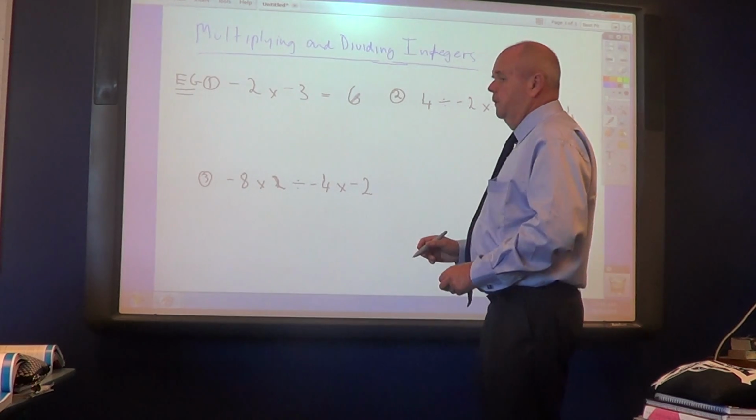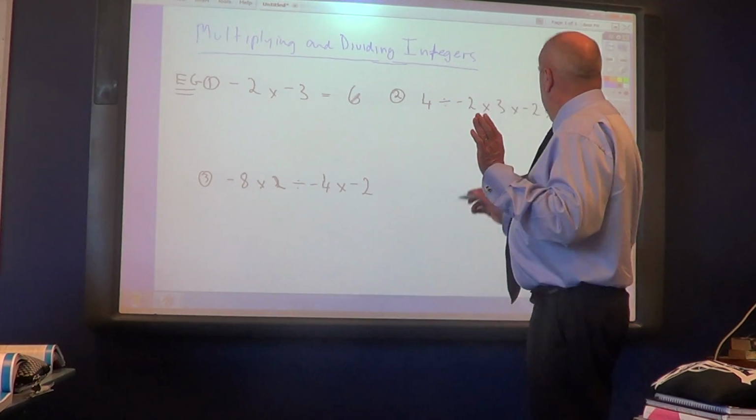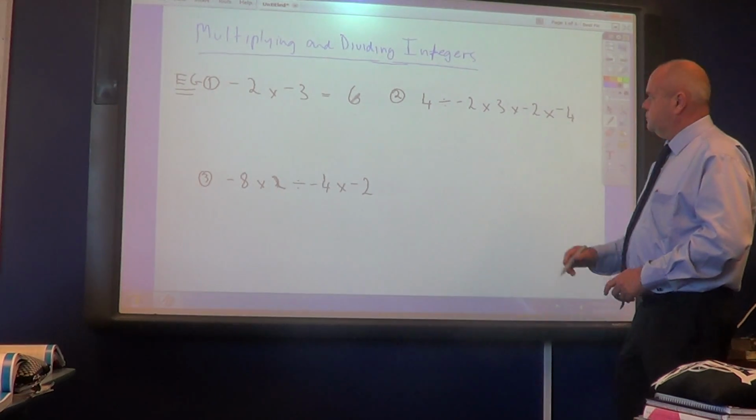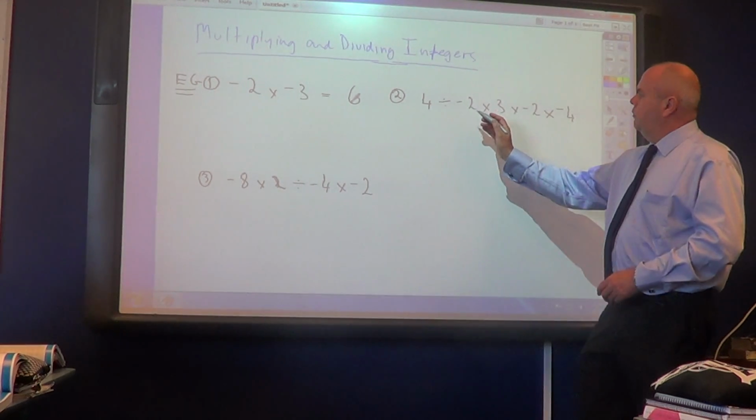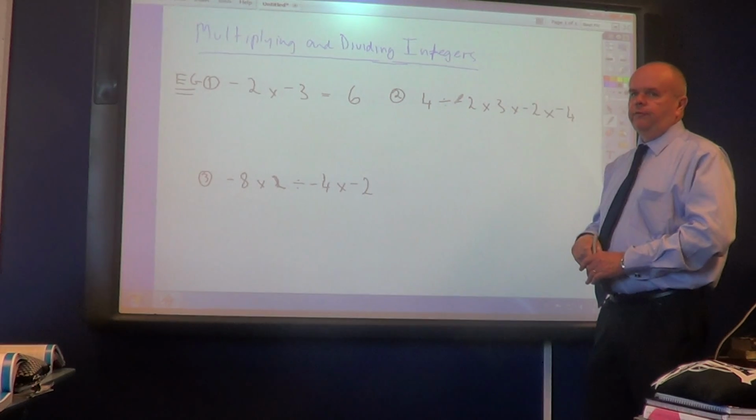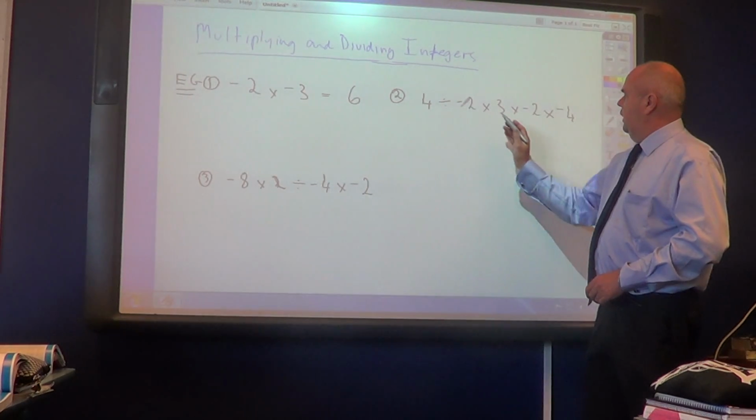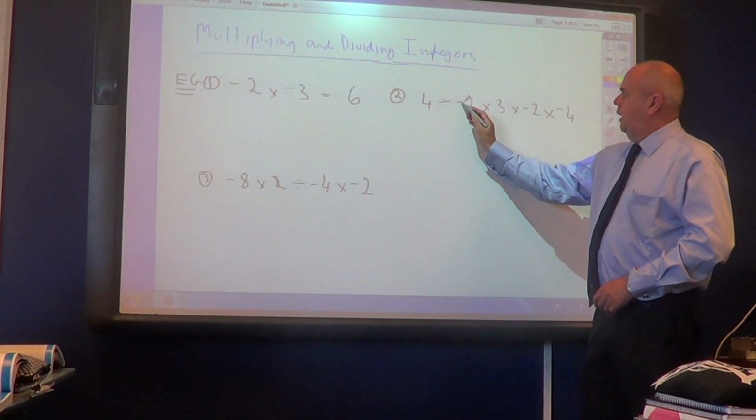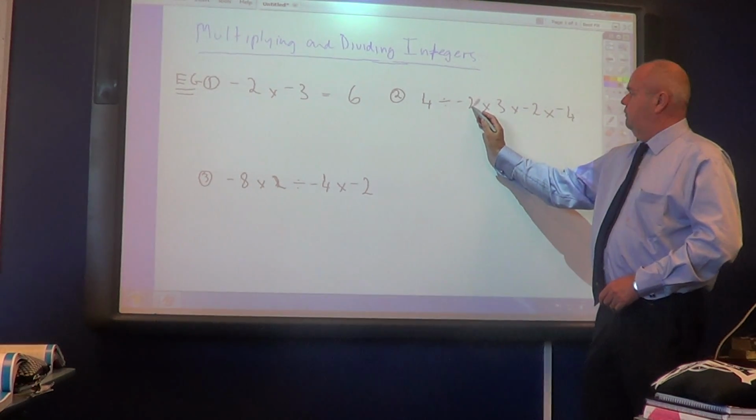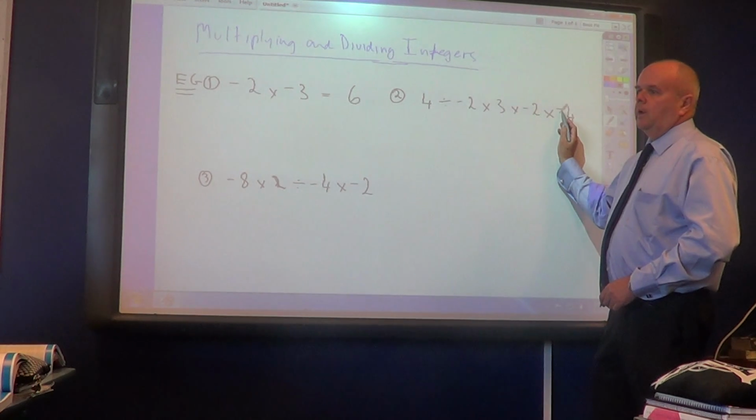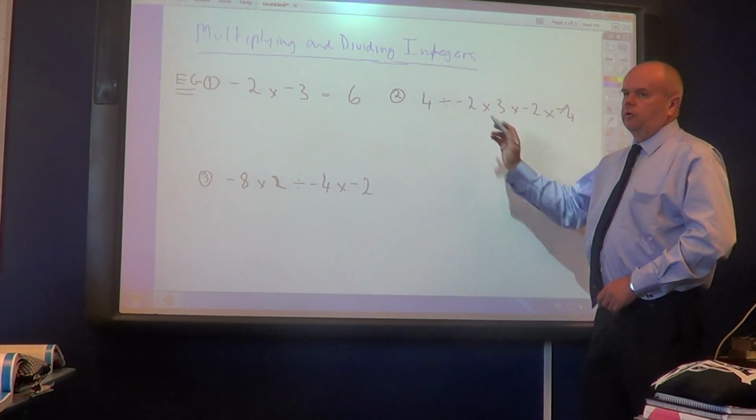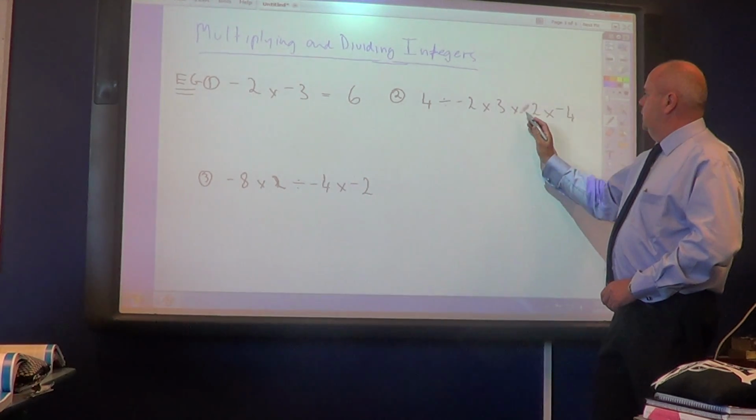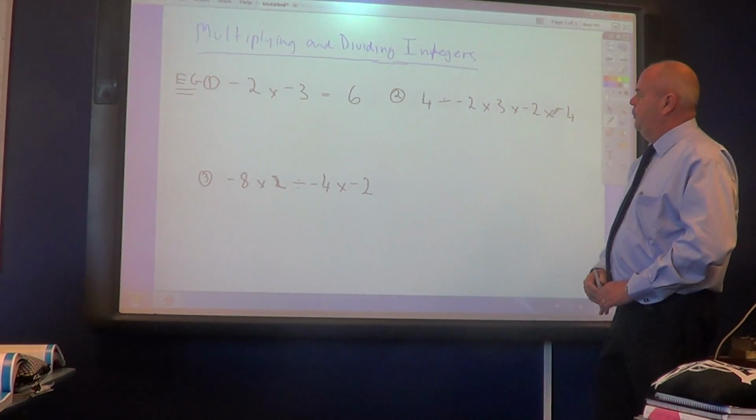Okay, example 2. Example 2 is quite a bit longer, as you can see. Now my way of doing this is as follows. This is all multiplication and division. That's the first thing to note. There's no subtraction or addition going on there. These signs here are indicating that the number is negative, that the number is negative there and there. It's not indicating that you're subtracting.